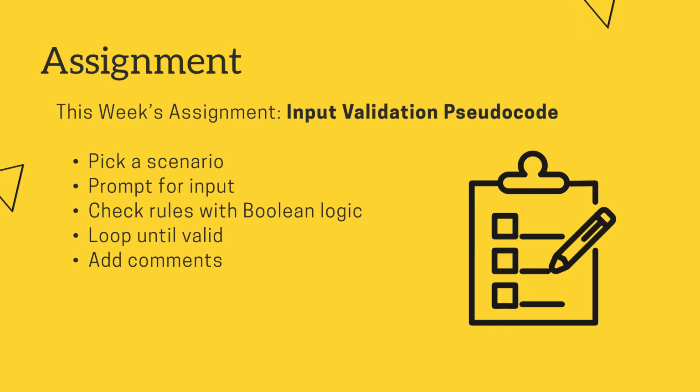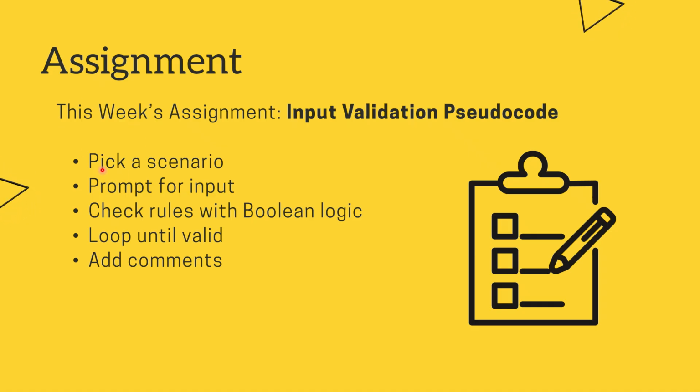Okay, so you're going to pick one of the 4 scenarios, and the scenarios will be age, zip code, password, or menu selection, very similar to what I've already showed you. I want you to remember the requirements. You're going to use a loop. Use Boolean logic as I did in the scenarios, and then I want you to include comments so that it's clear what's happening as I did in some of those scenarios.